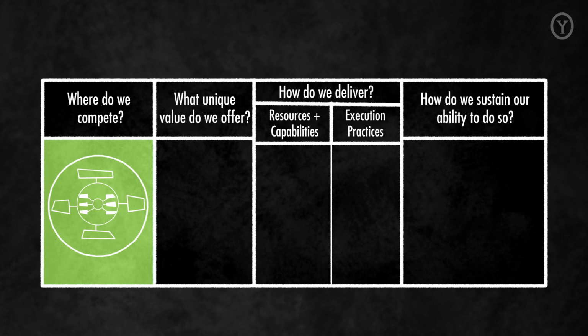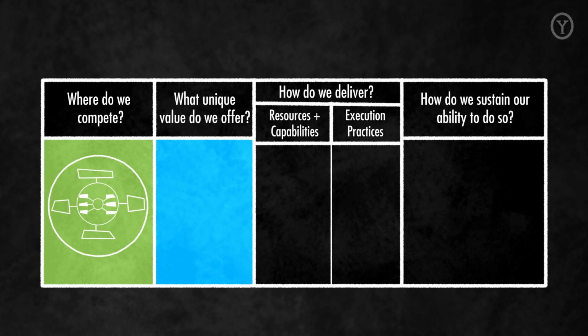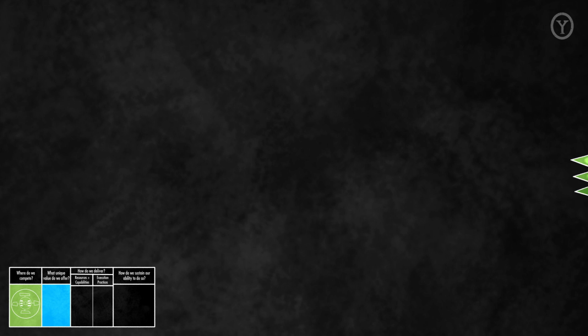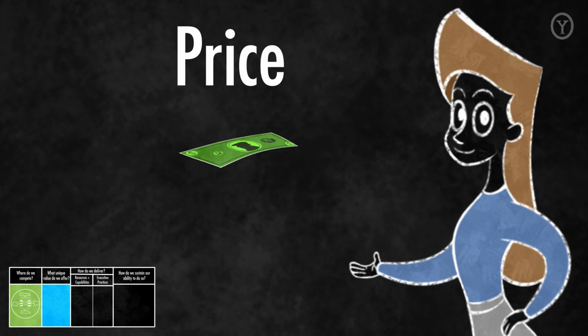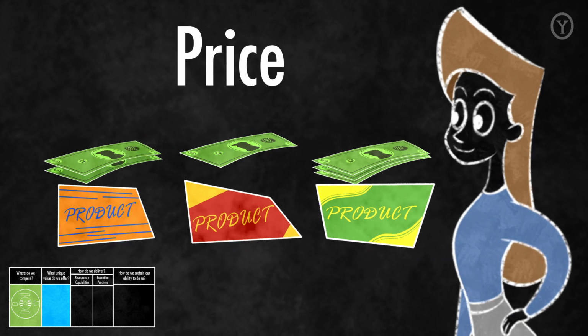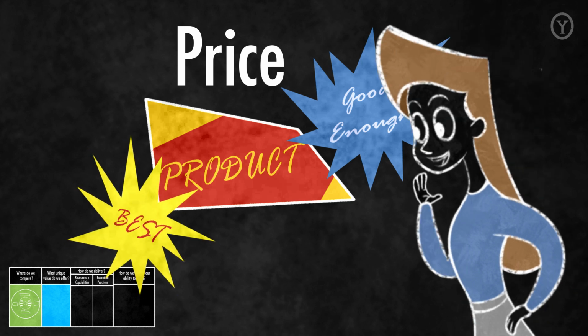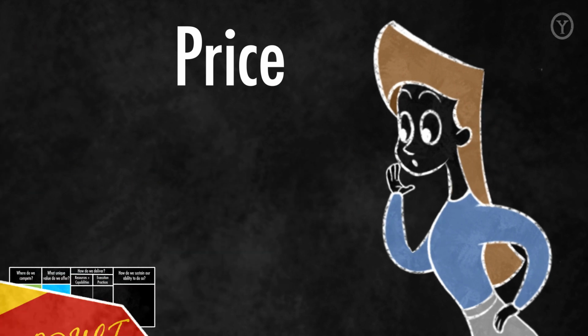So now that we know where we compete, we need to clearly understand why our customers buy our products and services when they could purchase from our competitors. There are two very high-level logics. First is the idea of competing on price, where your price is lower than all other options for a product that is good enough to meet the customer's basic needs. Thus, you are the best price option for the customer, and you tend to attract price-sensitive customers.